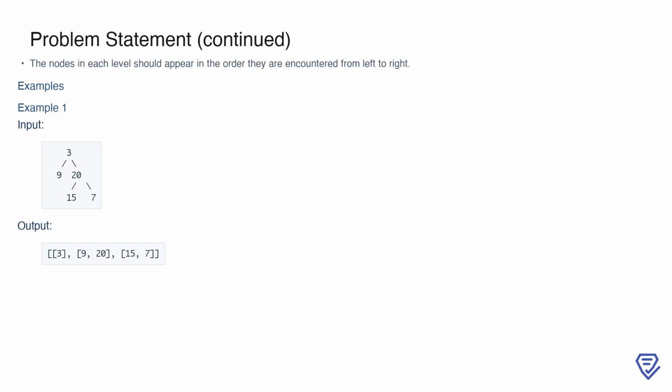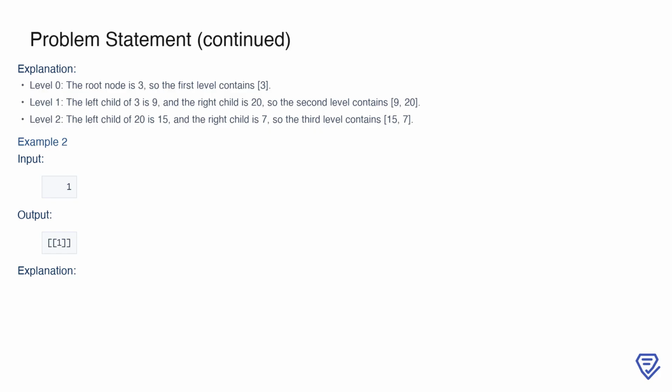To break this example down further, at level 0, we have the root node with a value of 3, so the first list is [3]. At level 1, the left child of the root is 9, and the right child is 20, forming the list [9, 20]. Finally, at level 2, the left child of 20 is 15, and the right child is 7, resulting in the list [15, 7].